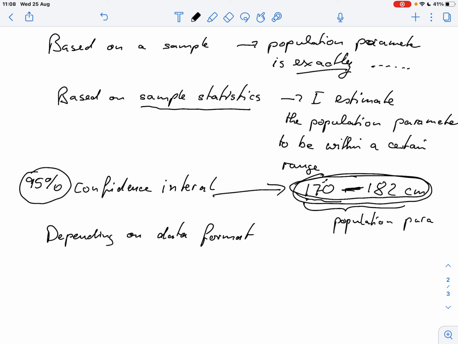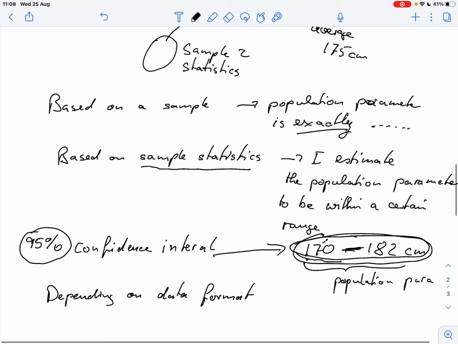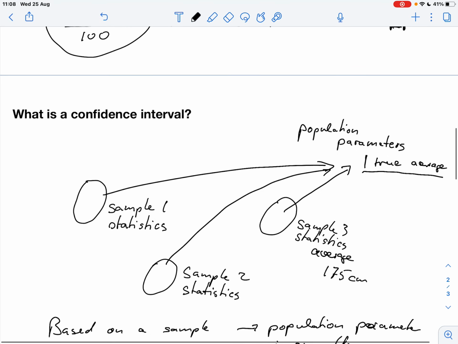but that is something for another video. So I hope this makes sense and you understand now the concept of a confidence interval. It's simply an estimate based on a sample of where the true population parameter might lie.